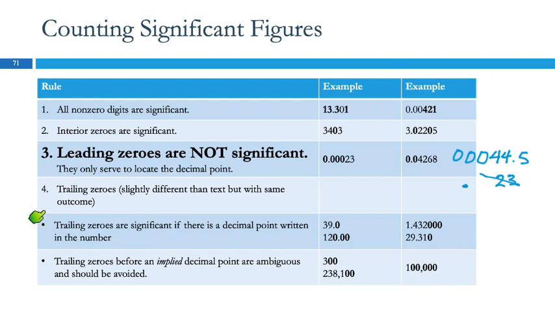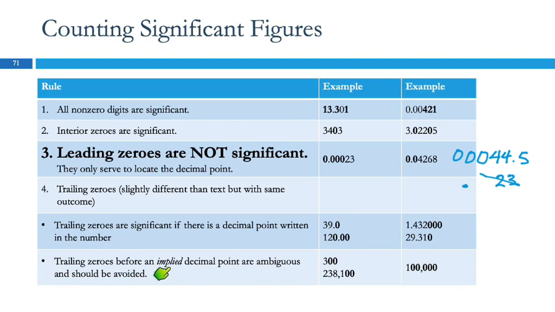Then there's trailing zeros. So these rules here are worded a little differently than what's in the textbook. They give the same result. This is what makes more sense to me. So those trailing zeros, the ones at the end, those are the guys that cause all the problems. So they're significant if there's a decimal point written in the number. Doesn't matter where the decimal point is, if there's a physically written out decimal point. So here, 39.0, that's a trailing zero. There's a decimal point. It's going to be a sig fig.